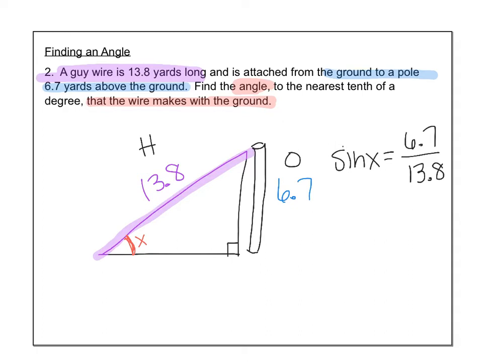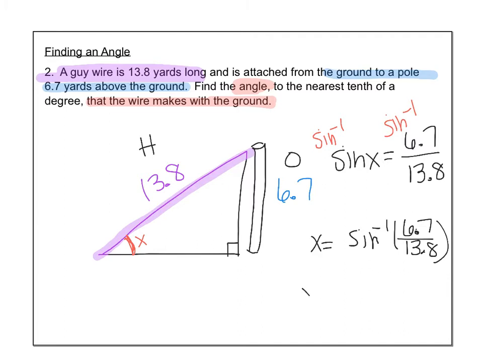So again, we talked about this yesterday, in order to get rid of sine, we're going to use sine -1. The inverse of sine cancels out the sine, so x is going to be, you're going to type in your calculator, sine -1 of 6.7 over 13.8. Make sure you're in degree mode still, please. And we get 29.0 degrees.